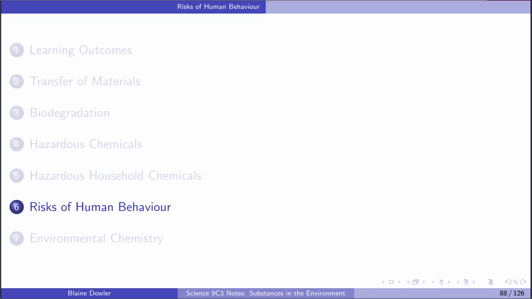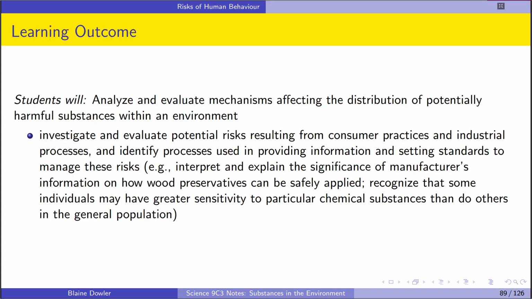We are continuing our coverage of Science Outcome 9C3 with our look at the risks of human behavior. In this outcome, students will investigate and evaluate potential risks resulting from consumer practices and industrial processes and identify processes used in providing information and setting standards to manage these risks.